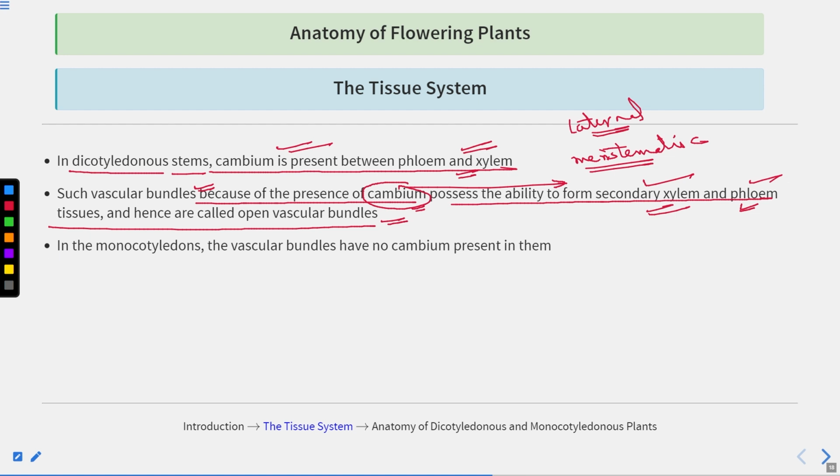Now, in the case of monocots, the vascular bundles do not have any cambium in them. No cambium is found, so that is the closed type of vascular bundle. Just now we have seen in the previous slide the closed type of vascular bundle, and it does not show any type of secondary growth.